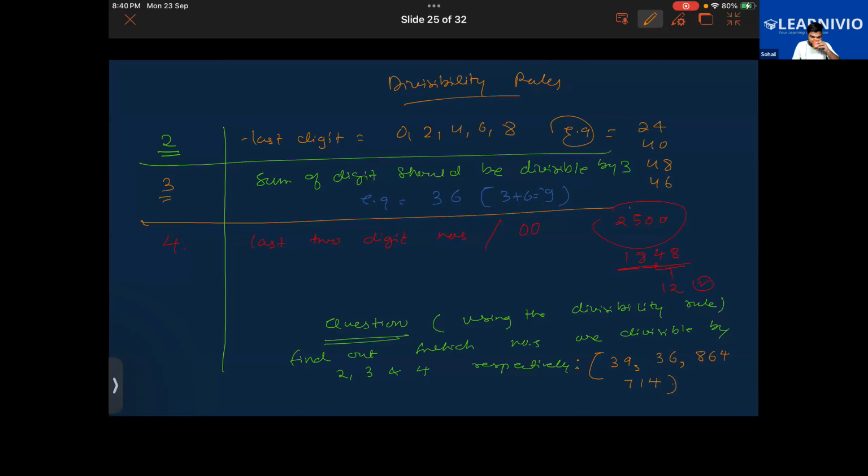Okay, so now the internet is working. Okay, better now. So do this question using the divisibility rule. Find out which numbers are divisible by 2, 3, and 4 respectively.